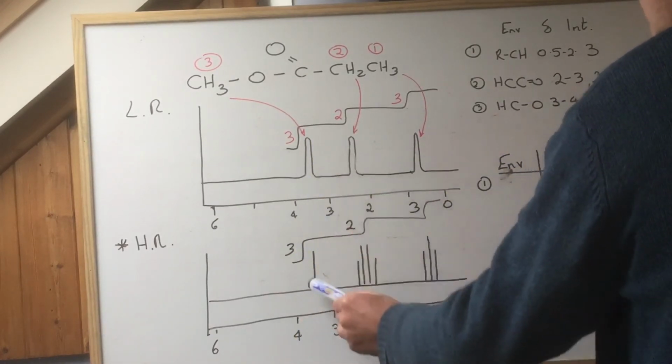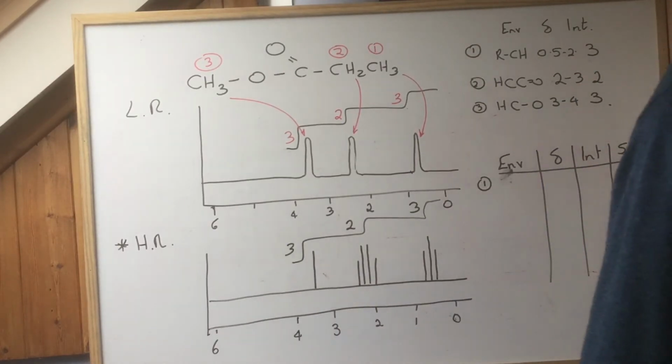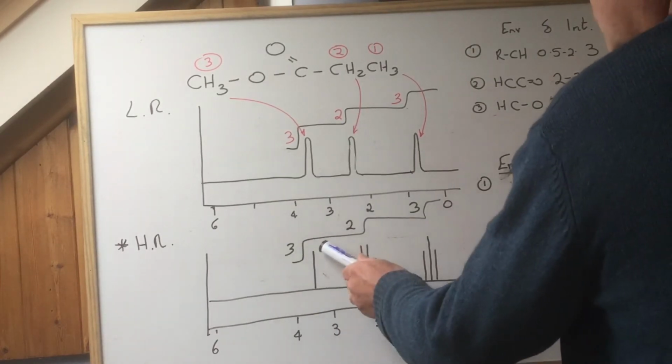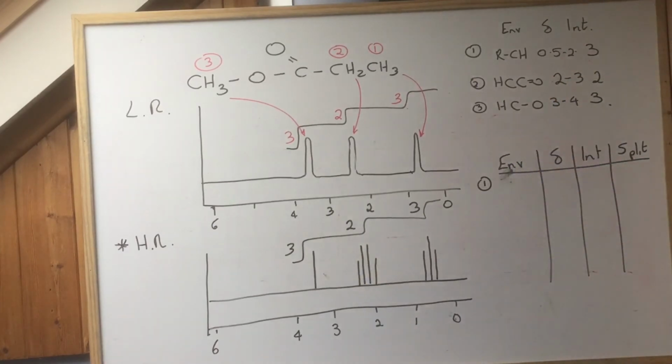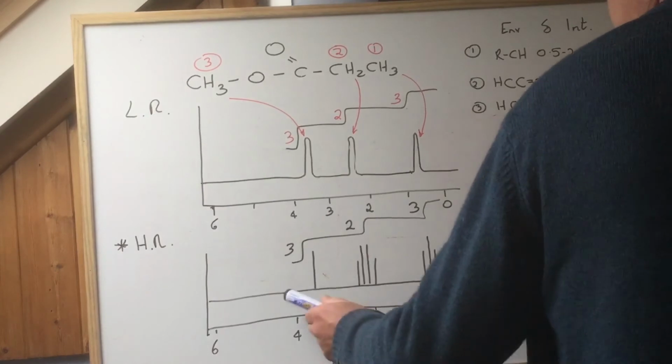There's 3 protons in that environment, but there's no adjacent carbon with protons on it, so it's not been split. And you have to go backwards and deduce this. I know this is easier than you might think, but let's try this.